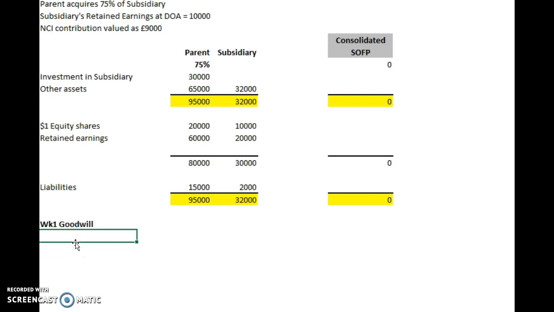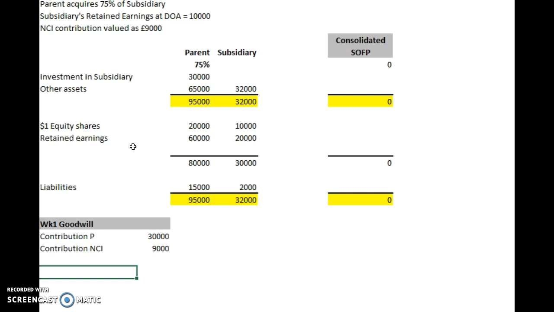What goes into Goodwill? The first thing, let's put a heading onto this. First is the contribution from the parent, and that is taken straight from their balance sheet. Investment in the subsidiary, 30,000. That was easy enough. Contribution from the NCI. Now in this question it's given to us directly as a figure, 9,000. So we can put that straight in.